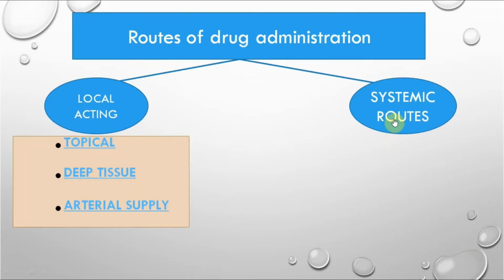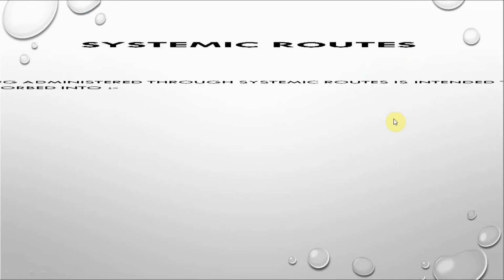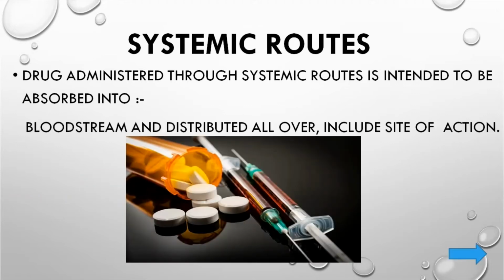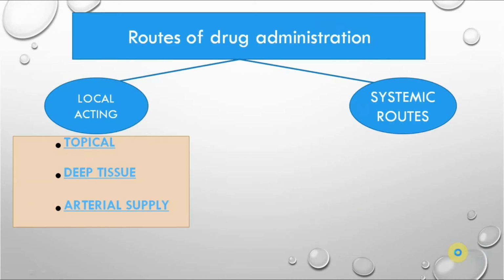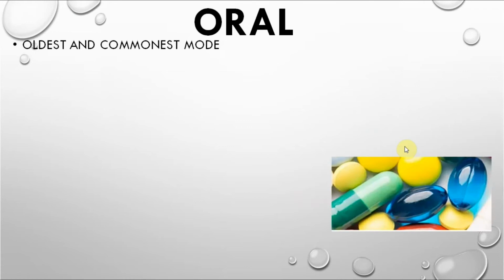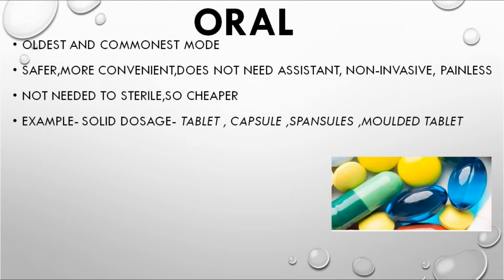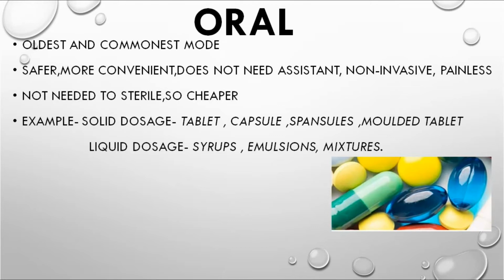The other type of route of drug administration is the systemic route. The drug is absorbed into the bloodstream and distributed all over the body, including the site of action. Oral, it is the oldest and commonest mode as it is safe, more convenient, does not need assistance, non-invasive and painless. Cheap because it is not needed to sterilize. Example: solid dosage, tablet, capsule; liquid dosage, syrups, emulsions, mixture.